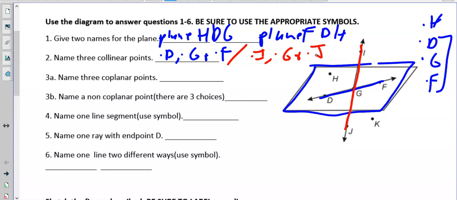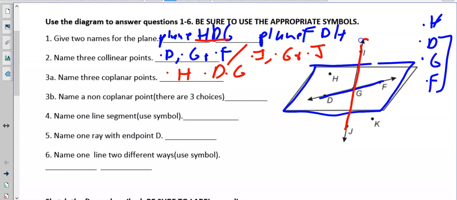All right, so any 3 points on the plane, we've already named 3 points when we named it. So again, just don't do D, G, and F together. All right, so I'm just going to go right up here and look at this and say, well, point H, point D, and point G. There you go. Easy enough. But basically, you're just picking from those 4. Name a non-coplanar point. There are 3 choices.